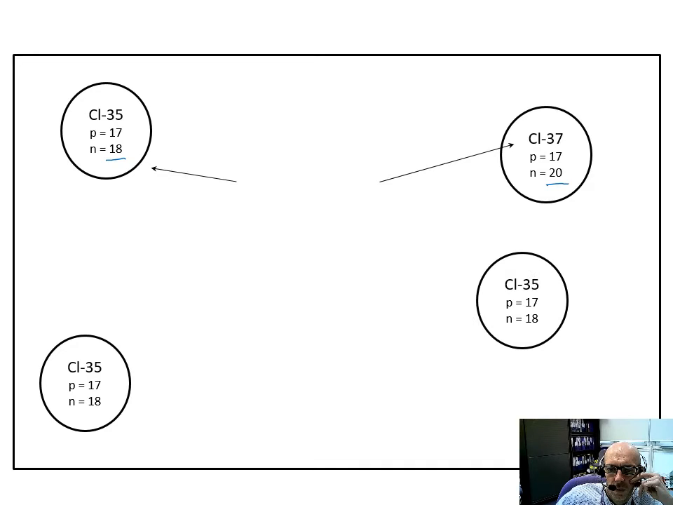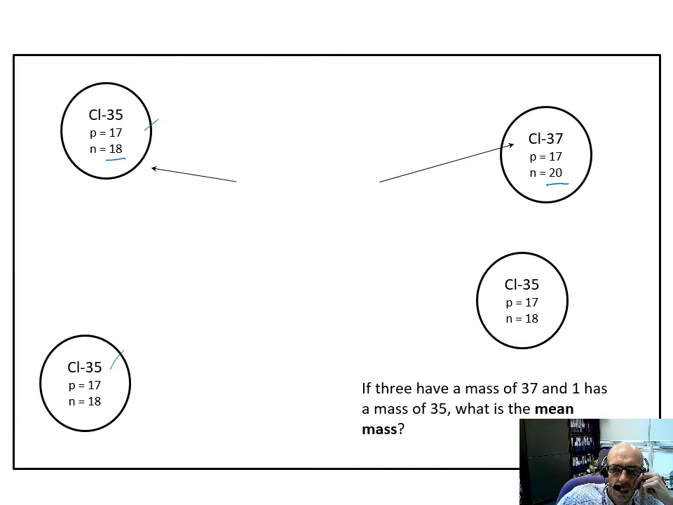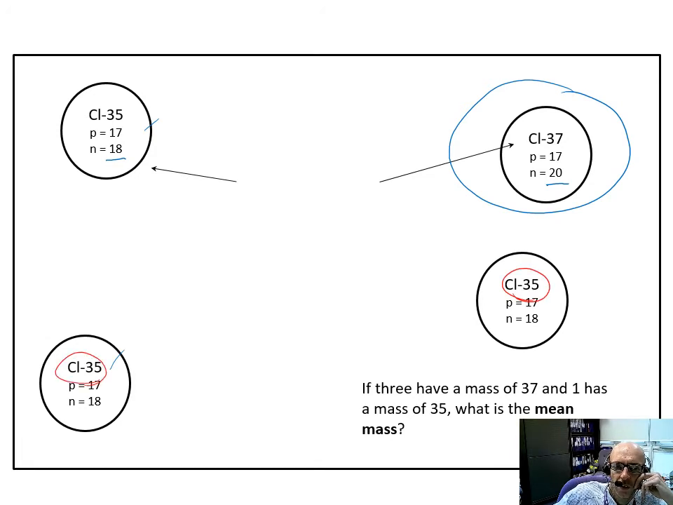Chlorine 35, there are more of them, 3/4. So if you look on here, there's one of them and one of them, and there's 3 out of 4 on here. These have a mass of 37. However, this has a mass of 35, 35, and 35.